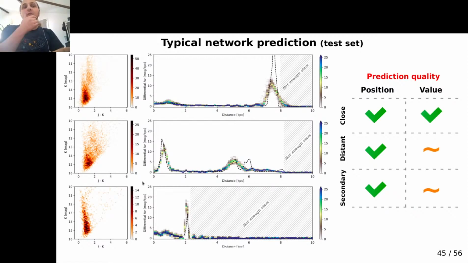While in terms of value, it works relatively well for close regions, up to, I would say, 5 to 6 kiloparsec. But if you look at distant extinction peaks, it will most of the time under-evaluate the amount of extinction. And when we have secondary or tertiary structures, it will also underestimate the quantity of extinction.